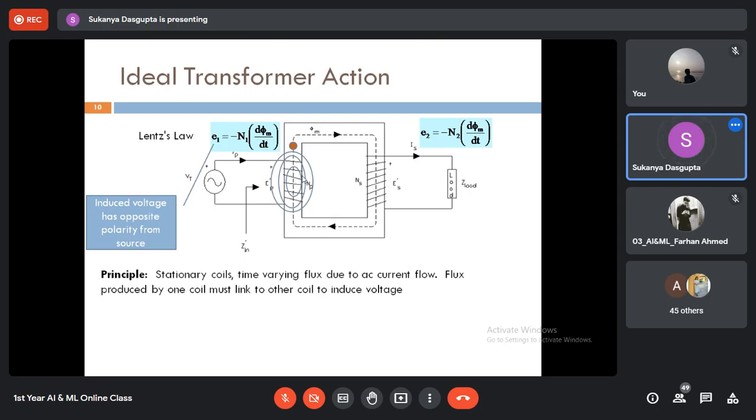Okay. And E2 is the EMF developed at the secondary side, which is equal to minus N2 d phi m dt. This phi m is again the mutual flux, and N2 is the number of turns at the secondary side, and its minus sign indicates that the EMF generated at the secondary side will oppose the very cause of it.